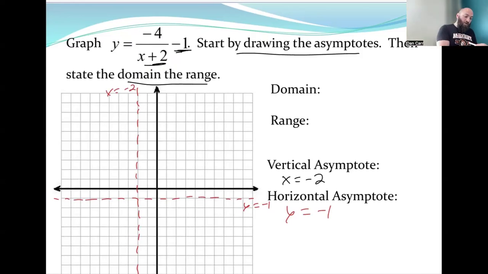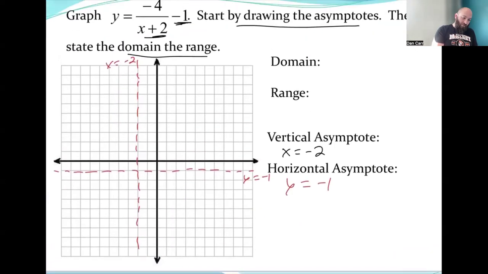From there, we just want to get a feel for what's going on here. Since that's a -4, I know it's going to stretch here and here. If I want to be a little bit more accurate, notice how I'm crossing the x-axis here. That means I could plug in 0 for x if I wanted to. So if I plug in 0 here, just for the fun of it, I'll put it over here.